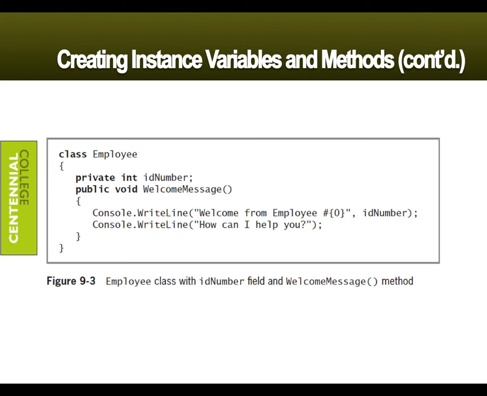I've got a couple of things here. I've got one, which is my private property. Here's a private integer with an ID number. And I've got this method. I've got a public method. Here's my return type for the method, just like we've seen methods many, many times up till now. Same idea. Here's my public method with a void return type.